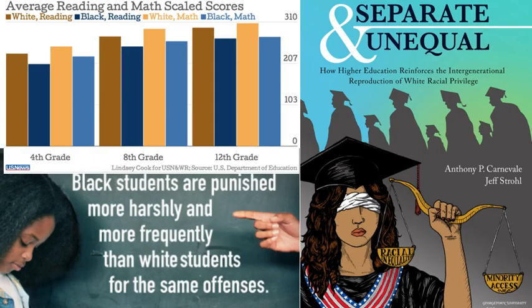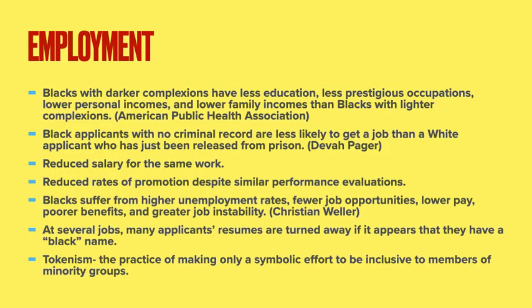Here you can find a comparison between the scores of white and black students when it comes to reading and math. What this graph shows is that white students tend to score better than black students for whatever reasons. You can also see the statement which says black students are punished more harshly and more frequently than white students for the same offenses, which shows inequality in the school system. And finally, a book written by Anthony Carnevale and Jeff Stroh, which evaluates the separate and unequal nature of the American educational system.